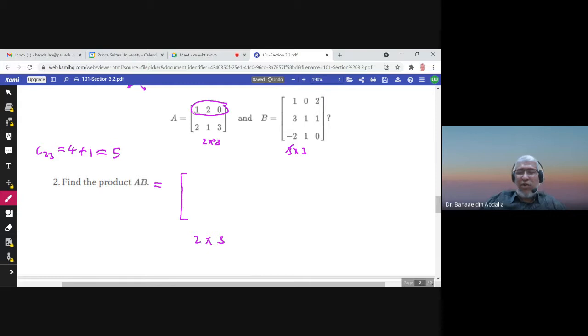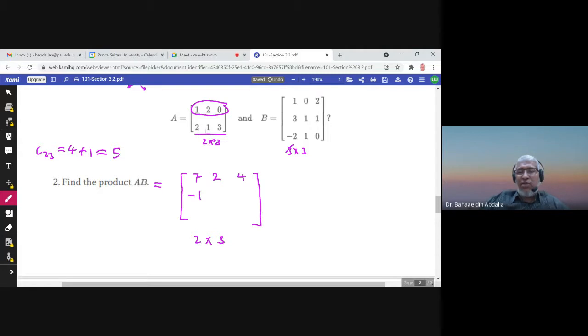So by the first column, 1 times 1 plus 2 times 3, that's 7. Plus 0 times negative 2, that's 0. The second column, 1 times 0, 2 times 1, 0 times 1, so it's 2. 1 times 2, 2 plus 2, that's 4. Now we go to the second row. 2 times 1, 2, plus 3, 5, minus 6, so negative 1. You can do it step by step, or you can put it in the calculator as you wish.